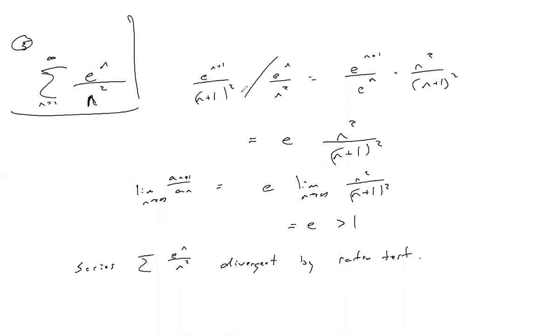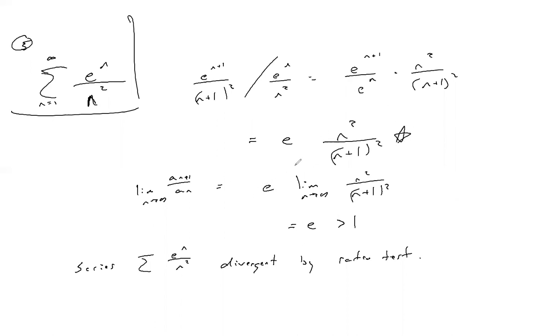So here I went with ratio test. I did a_{n+1} over a_n. That's what I'm looking for. So I do e to the n plus 1 power over n plus 1 squared, divided by e to the n over n squared. I should end up with this here once I simplify. Then I want to look at the limit of this.